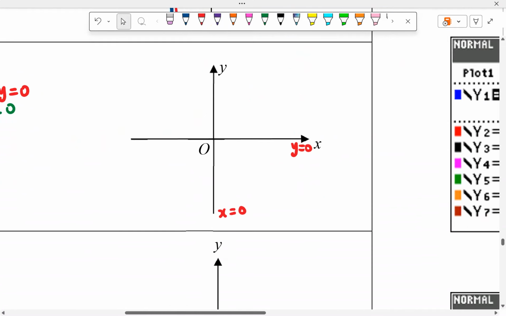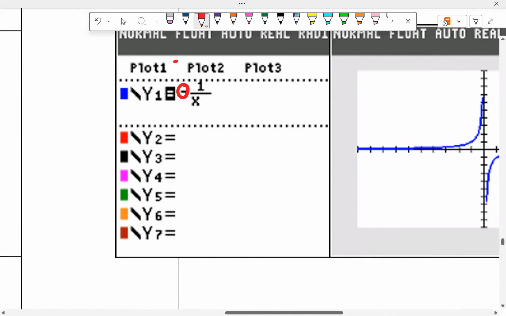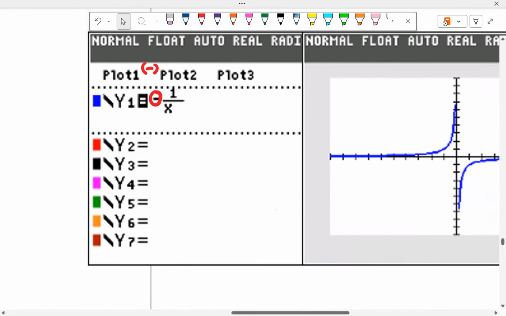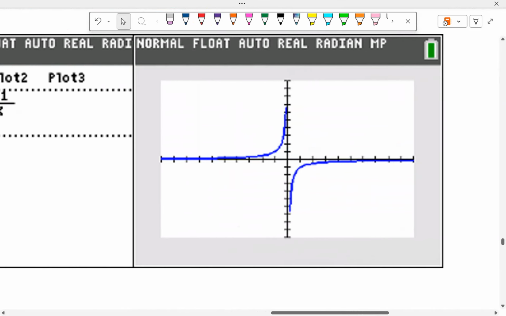Then the next thing, go to the GC, key in the equation. Remember, this is a negative sign in the GC, not the minus operator, otherwise you'll get an error message. This is a negative sign. Then key in 1 over x, and the GC will give you the shape.